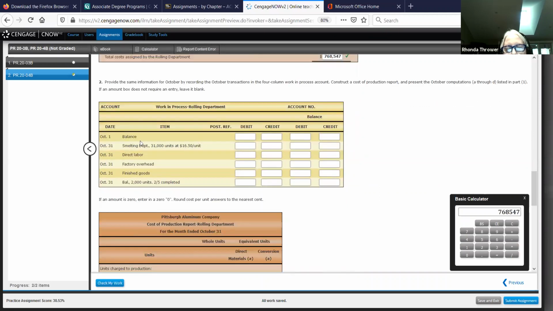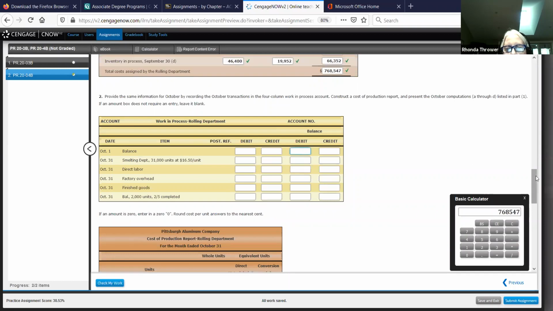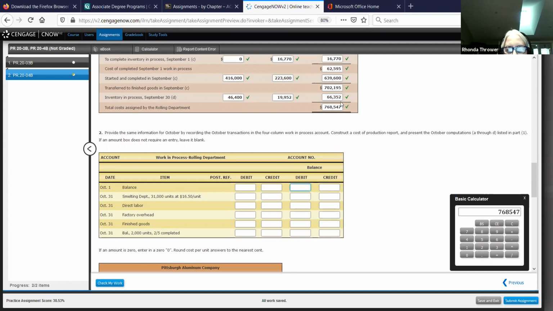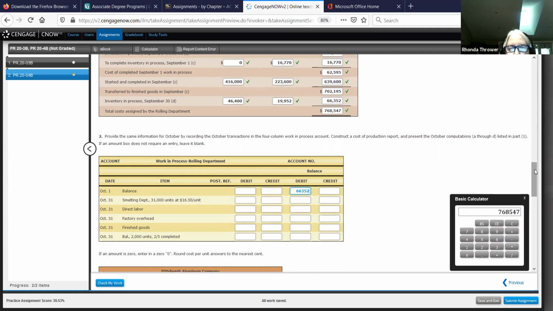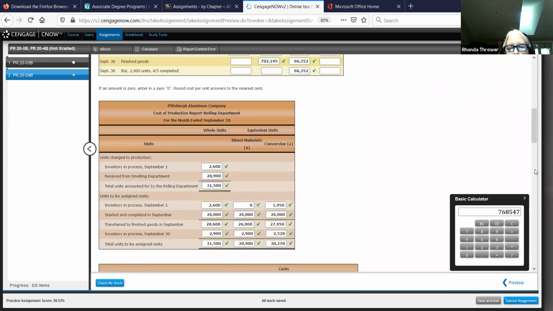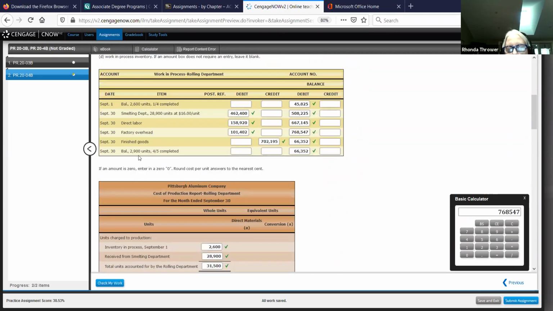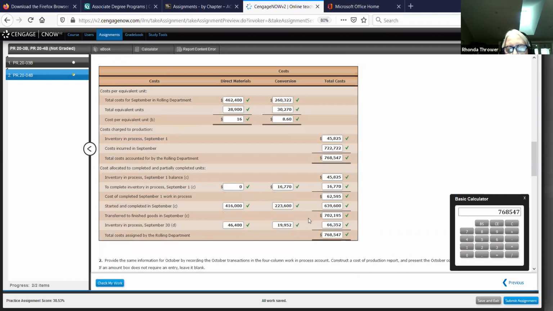So our beginning balance is going to be the same as our ending balance in the ending inventory. We're going to start with $66,352. And technically, I think they should have written here what that balance stood for. And maybe that's why they put it up here in that additional information. There are 2,900 units that were 4/5 completed last month. We're going to bring that forward into this month.